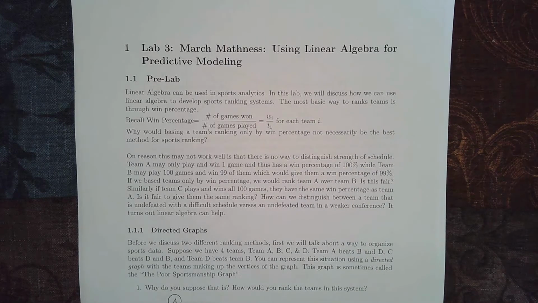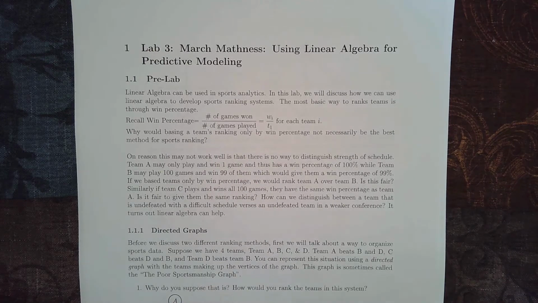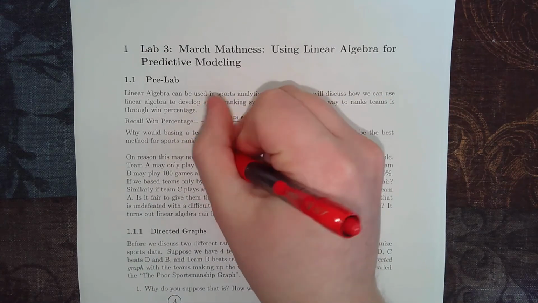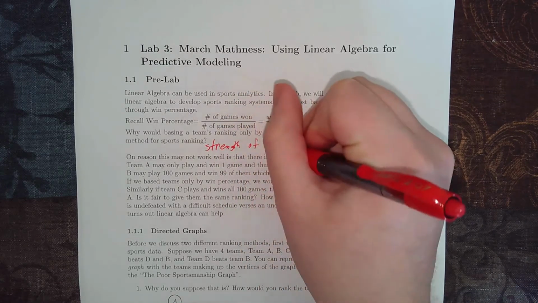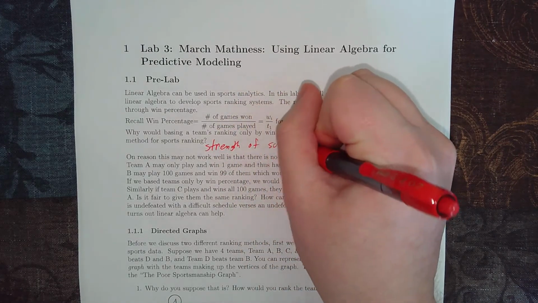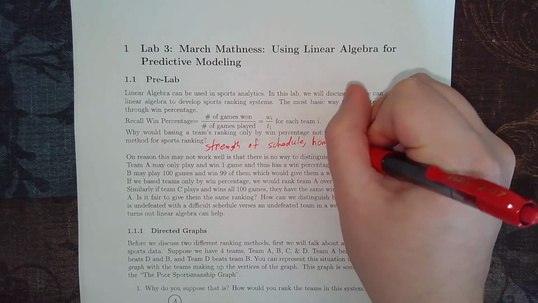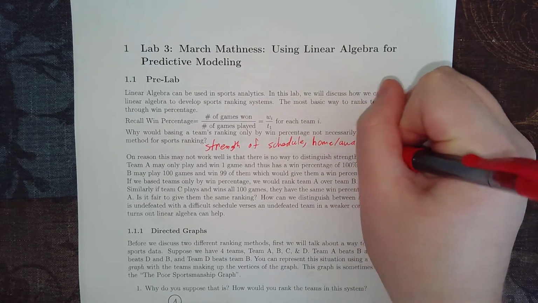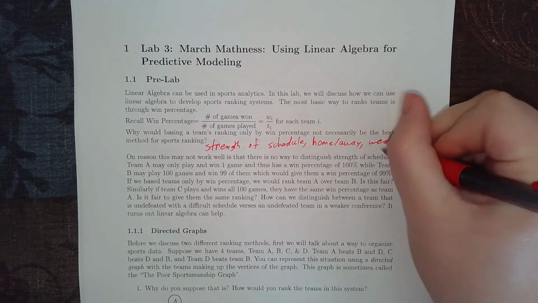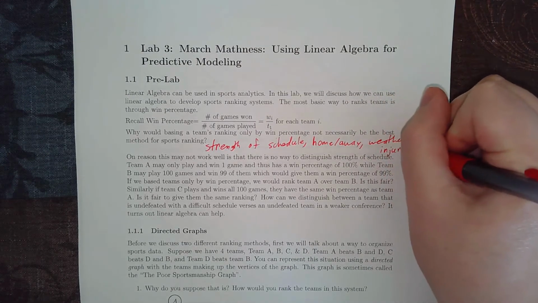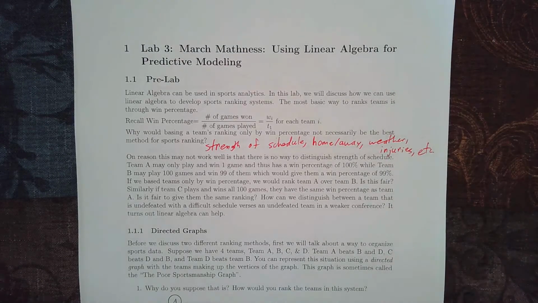We might want to be careful about looking at something where we're only looking at win percentage. We might not be looking at strength of schedule, whether or not a team played home or away, what the weather was like, injuries that the team may have had during a win or a loss, and all sorts of other things.